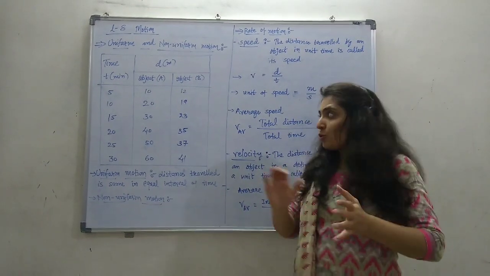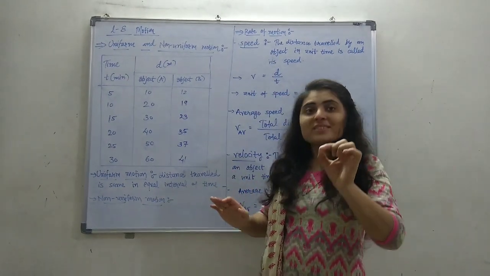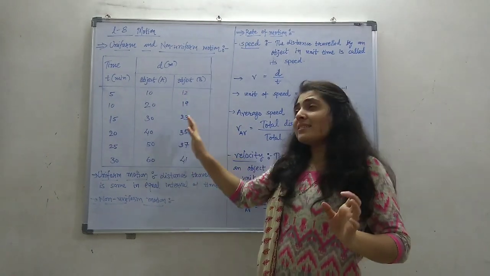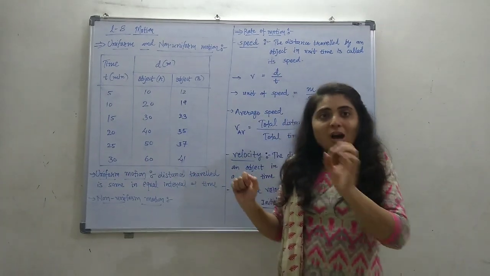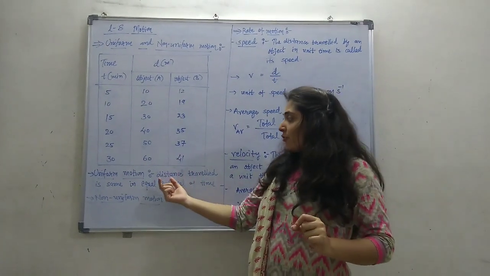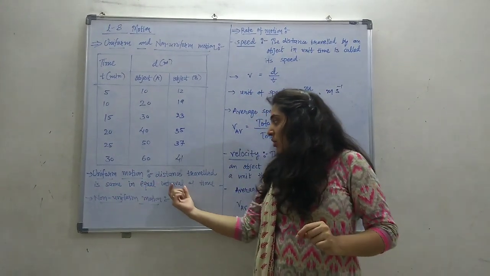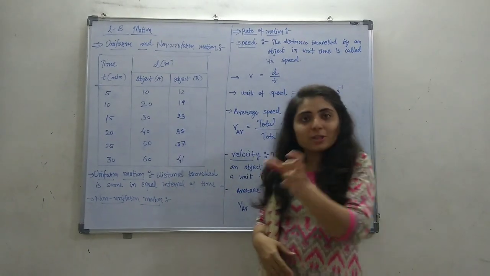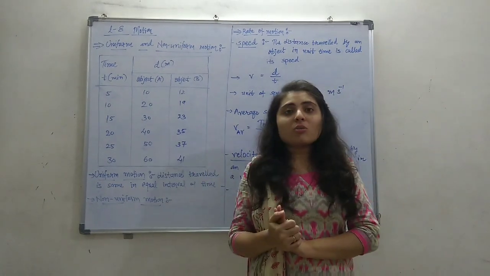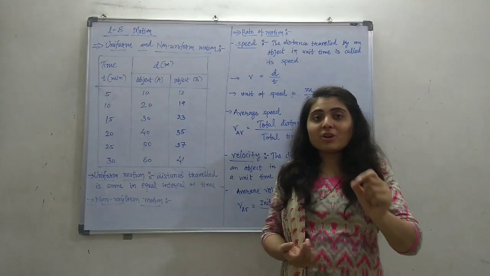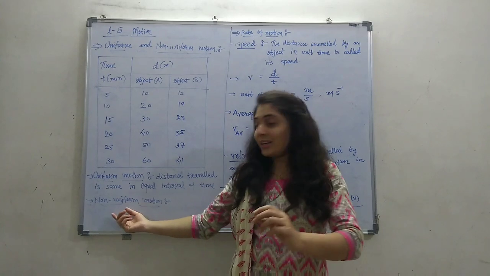So that defines the uniform. Uniform means equal, right? Regular. Uniform means regular. So we can say that object A is doing a regular motion. That is the uniform motion. So how can we define the uniform motion? If the distance traveled by the object is the same in equal interval of time, then we can call that the object is traveling with a uniform motion, and vice versa.